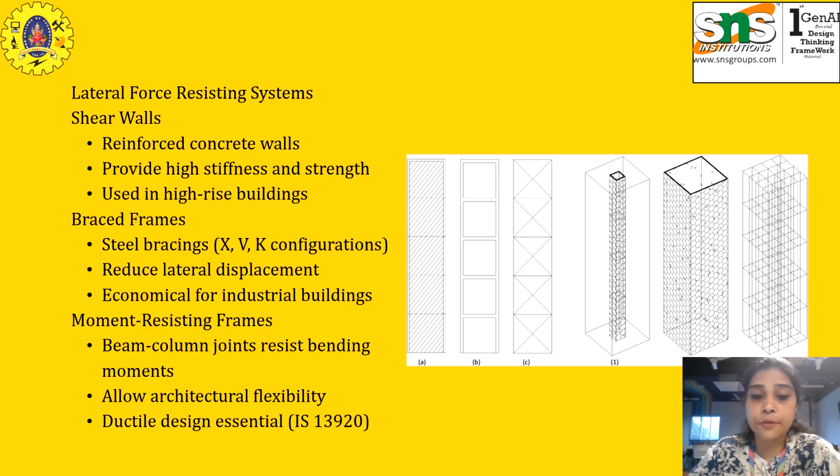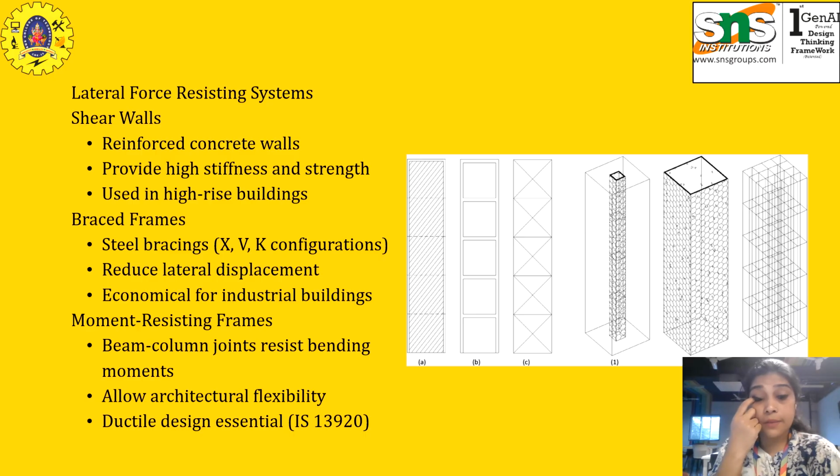Next is the lateral force resisting system. Lateral force resisting systems include shear walls, braced frames, and moment frames. Shear walls are reinforced concrete walls with high stiffness and high strength, which is ideal for high-rise buildings, and they greatly reduce sway.